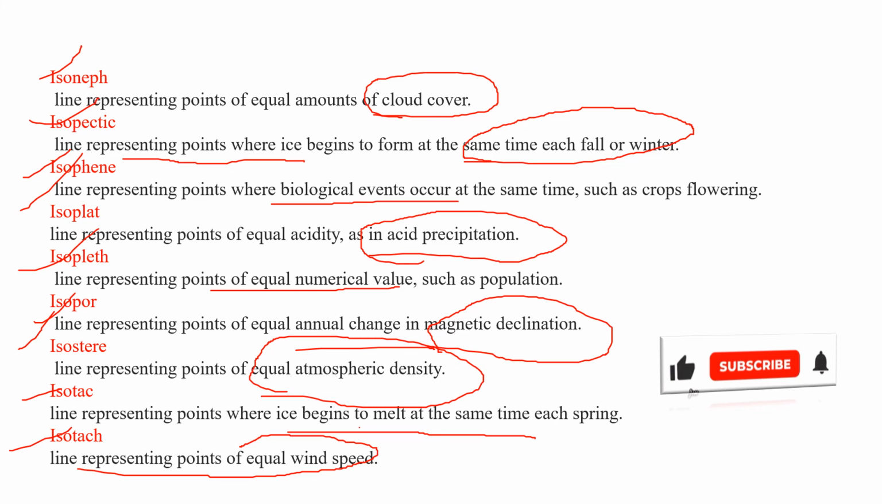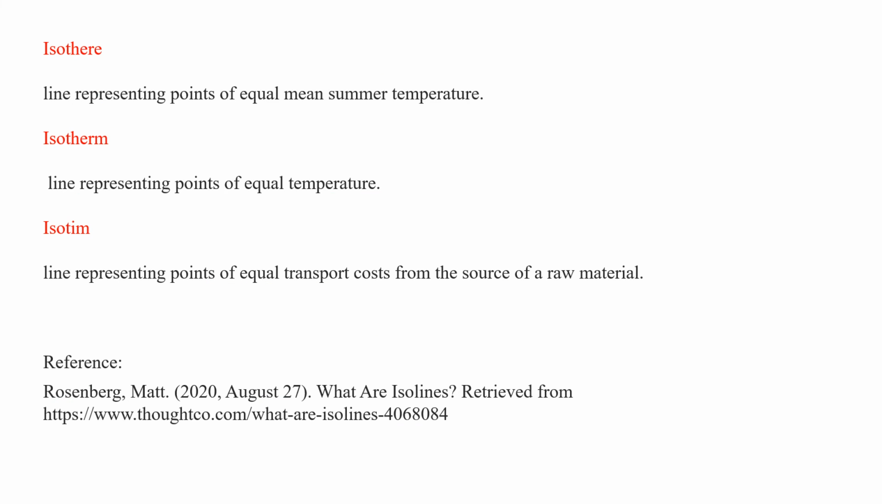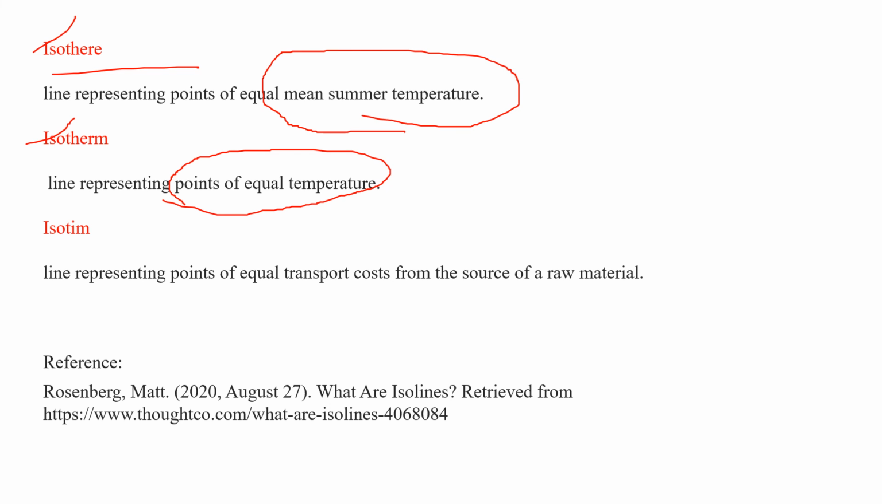So these are some isolines as well. The next is isothere. Isothere is the line representing points of equal mean summer temperature. So mean summer temperature is known as isothere. Then isotherm means the points of equal temperature. And isotims means equal transport cost from the source of the raw material.